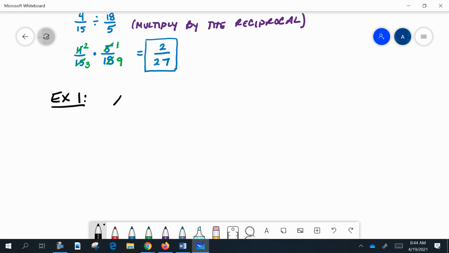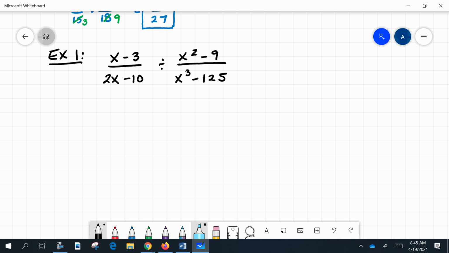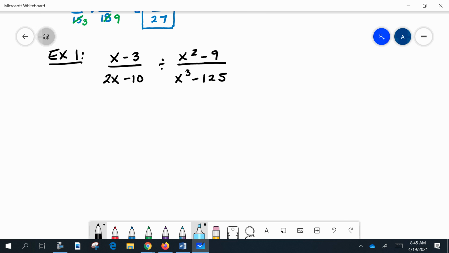Let's suppose that it is x minus 3 divided by 2x minus 10. Sorry about that, my pen right here. 2x minus 10. And we're going to divide by x squared minus 9 divided by x cubed minus 125. The other thing we're going to do is review our different types of factoring in this problem.